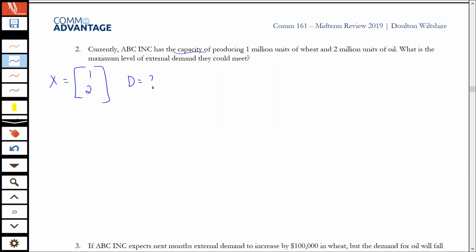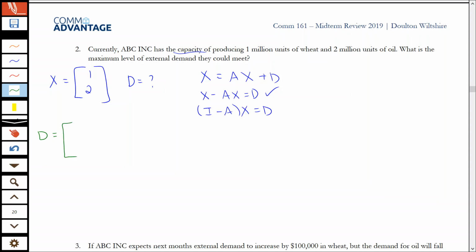So recognize that if I have X equals AX plus D, I want to solve for D. So X minus AX equals D. So I could use this one. I could also go one further just to simplify and use (I minus A) times X equals D, since we already have the I minus A matrix. So this is telling us that our demand, the maximum that we could meet for external demand, is going to be (I minus A) times X.